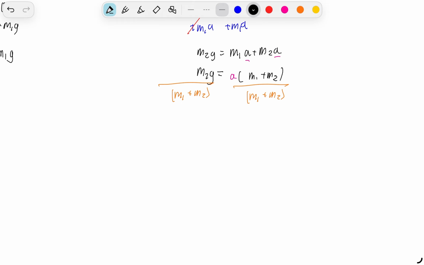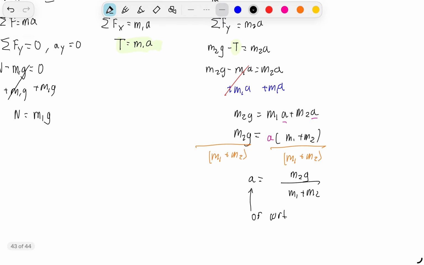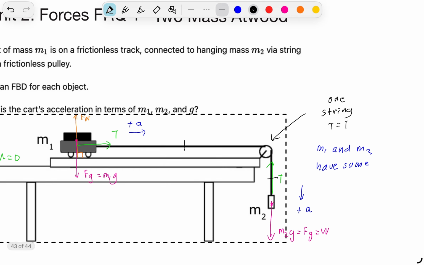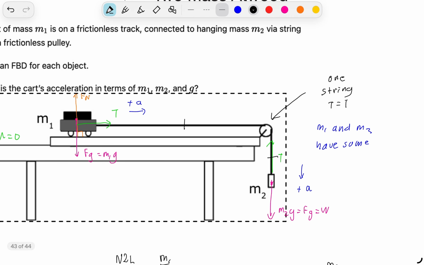Then you get that your acceleration is equal to your mass 2 times your gravity divided by your m1 plus your m2. So that is going to be the acceleration of the cart. M1 is your cart here, and it's accelerating to the right, and your m2 is your mass down here that's hanging, and that's accelerating downwards.